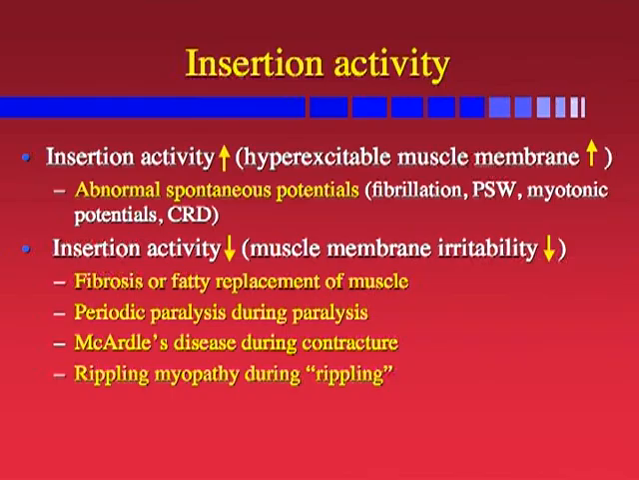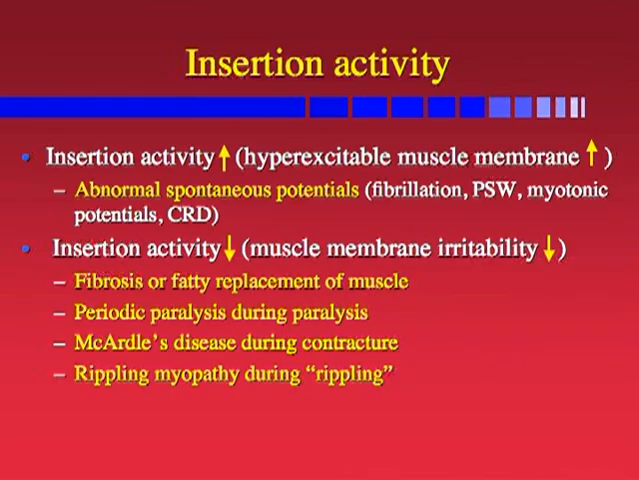An increase in insertion activity is usually the first EMG clue to suggest the presence of abnormal spontaneous potentials in the muscle. When insertion activity is not elicited on needle movement, as if the EMG needle is going through fatty or connective tissue rather than muscle, it is described as decreased.